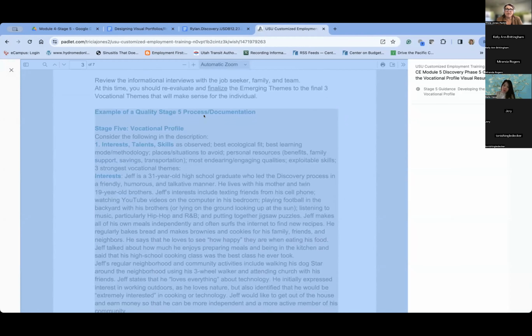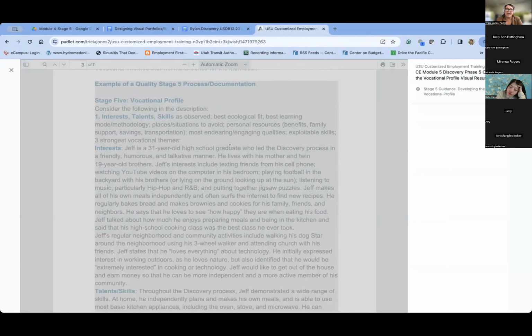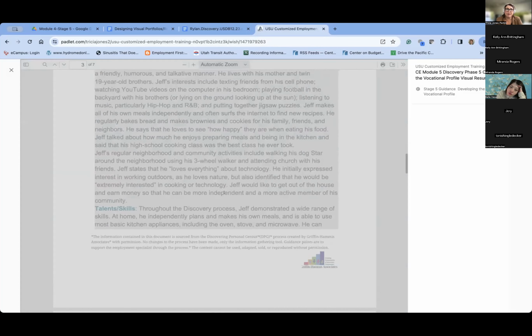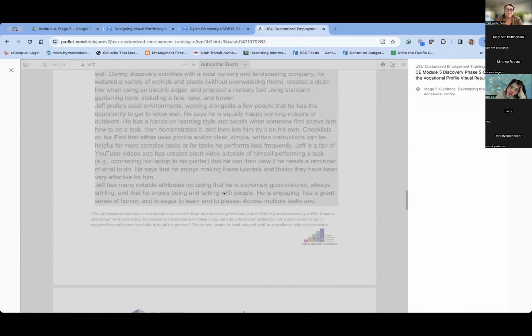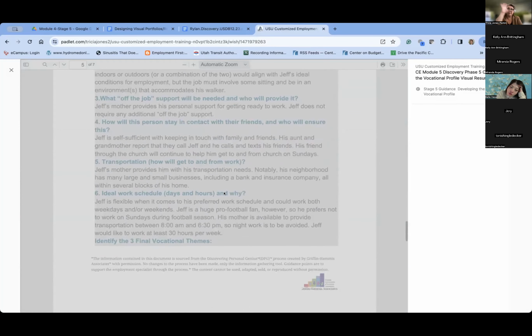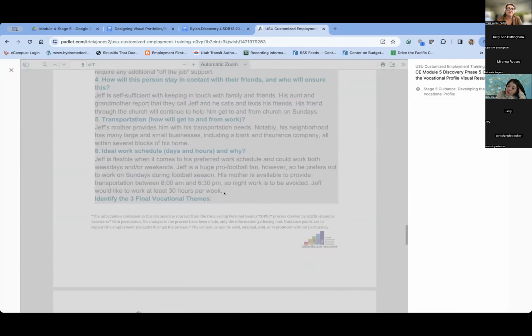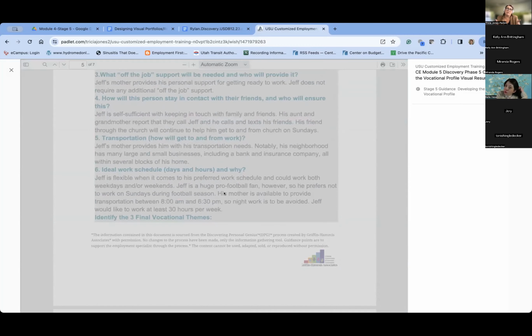Here is an example of a quality profile. So like the writing, the things that you would include, the way that you would write up that profile. This should be pretty robust. It's not all of your pages, right? It's not probably 30 pages of your staging record, which is why what you really want to share at the planning meeting is the profile, the visual resume. You want to give the whole staging record to the VR counselor just as evidence of your work.